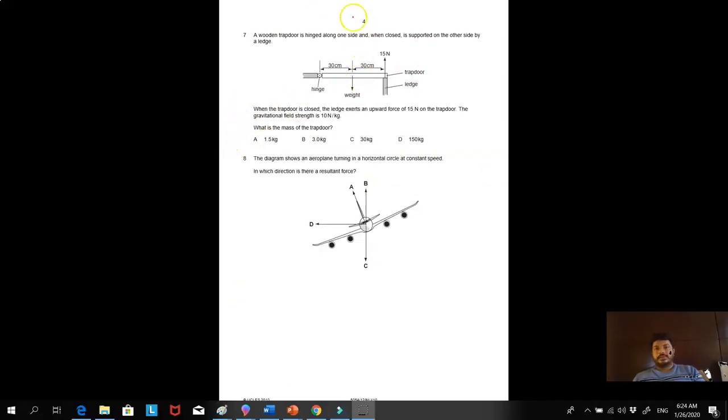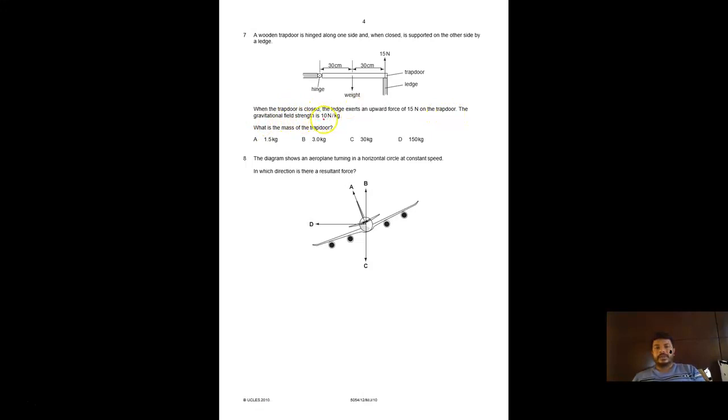Okay, page number 4. Question number 7: a wooden trapdoor is hinged along one side and, when closed, is supported on the other side by a ledge. When the trapdoor is closed, the ledge exerts an upward force of 15 Newton on the trapdoor. The gravitational field strength is 10 Newton per kilogram. What is the mass of the trapdoor?